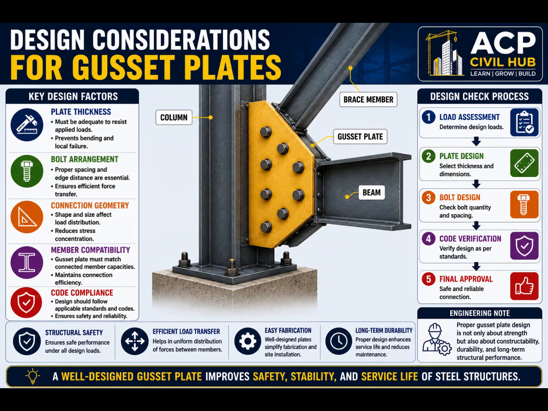The fourth factor is member compatibility. The gusset plate must be compatible with the connected members and their load-carrying capacities. The fifth factor is code compliance. All designs should follow applicable design standards and codes to ensure safety and reliability. A typical design process includes load assessment, plate design, bolt design, code verification, and final approval. Good gusset plate design improves constructability, durability, and long-term structural performance.